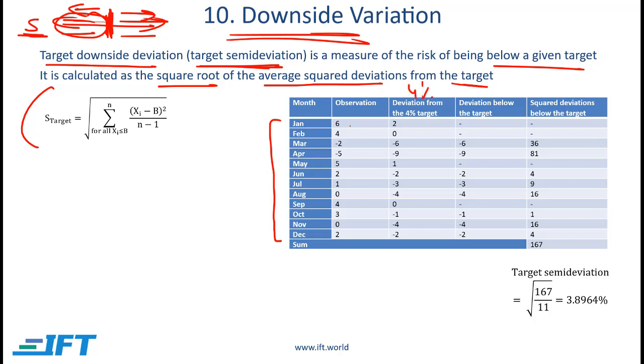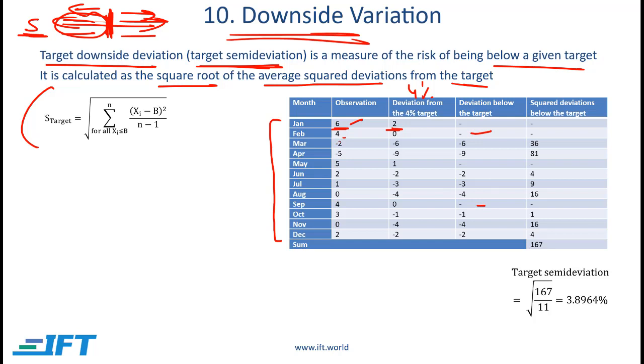So what we do is we take each of these numbers, the observation, and then look at how different this is from 4%. So in January, the observation was 6%. Relative to 4%, this is more by 2%, but this is more than 4%. So that's why when we are calculating the target downside deviation, we do not consider this number. In fact, all the numbers where we are at 4 or higher, we do not consider those numbers.